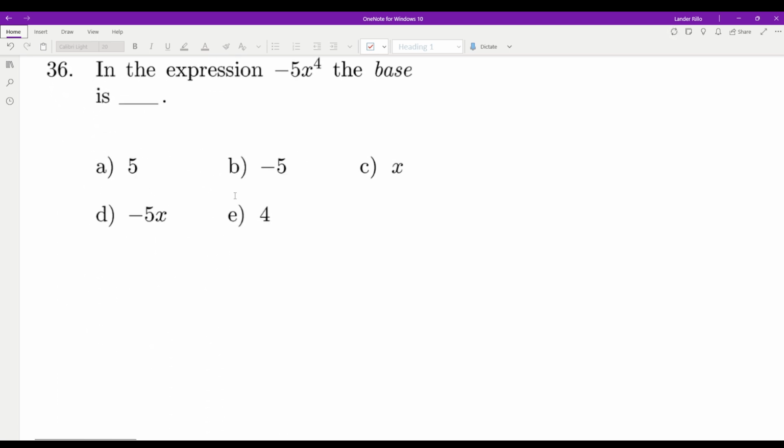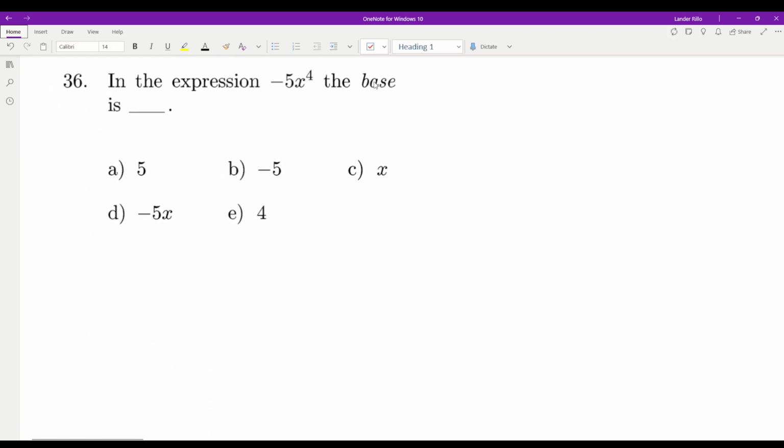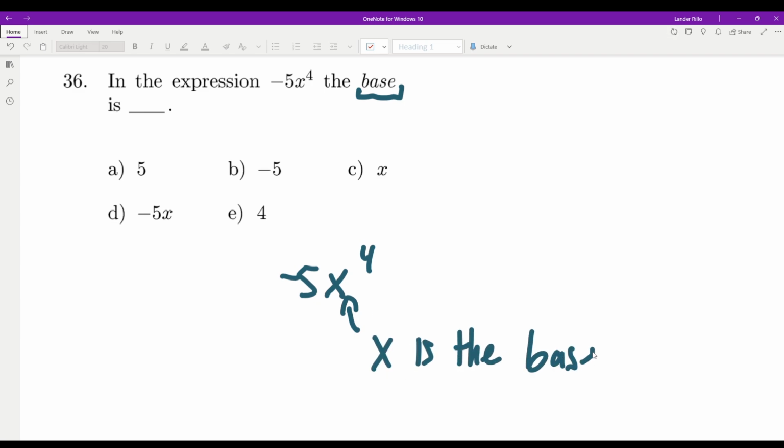Next, we have in the expression, the base is... So the base is whatever the base is of an exponent. So that can be 4. So what's the base here? Well, we know that it's only going to be the base of what's under it. So negative 5x to the 4, it would just be x is the base.